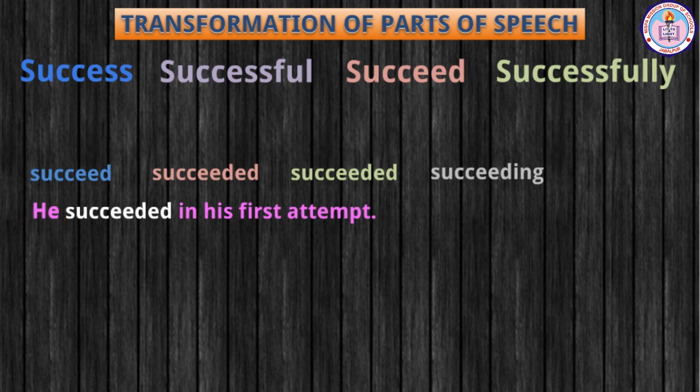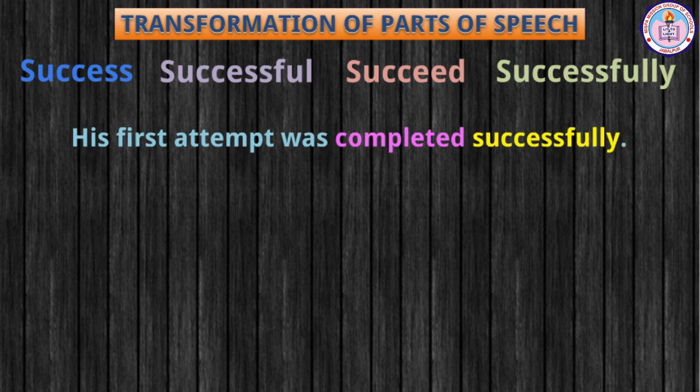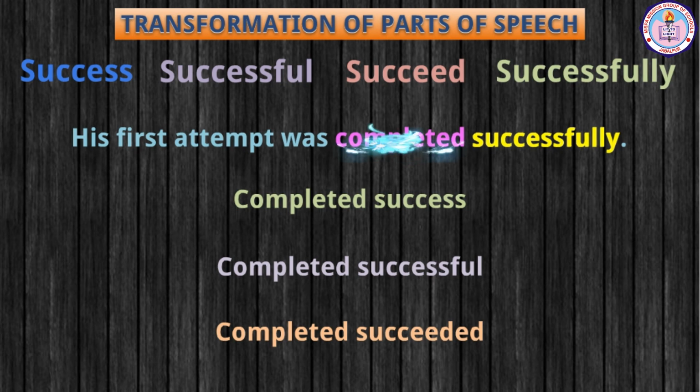Now, let us interchange the same word into an adverb and see how the sentence transforms. His first attempt was completed successfully. Here, it will be odd to hear if you say completed success, completed successful, or completed succeeded. Only completed successfully is fit to hear or understand because the modifier that comes after a verb is always an adverb.